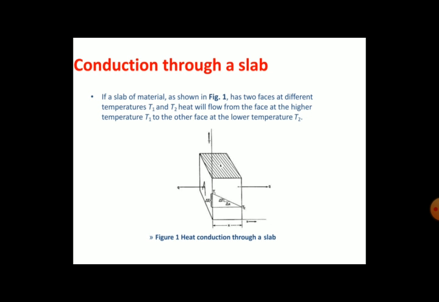Okay, now consider a slab which has a thickness of x. T1 is the temperature of the first phase, T2 is the temperature at the second phase. And we assume that T1 will be greater than T2. When you make this assumption, that means heat has to flow from T1 to T2.